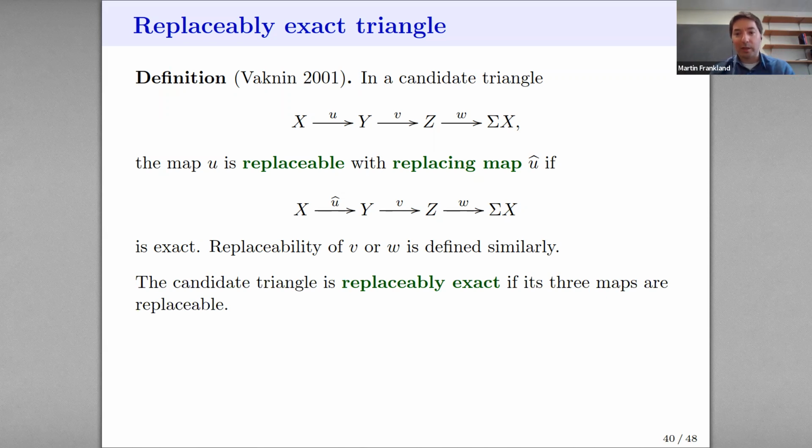It's very close to being exact. You can tweak any of the three maps to make it exact, but it might still fail to be exact. In that paper of Vaknin, he studied a whole hierarchy of exactness conditions, where I think split was the strongest one, and then you've got distinguished, and then those that are replaceably exact, that's a bit weaker, and then he has virtual. So he has a whole hierarchy of exactness conditions. For our purposes, just know that replaceably exact is slightly weaker than being a distinguished triangle.